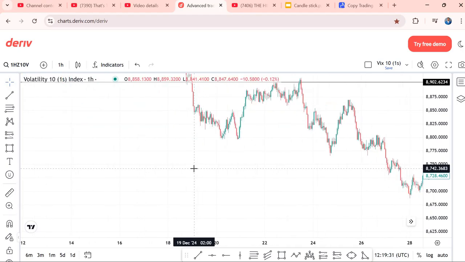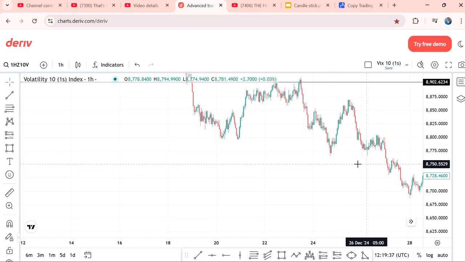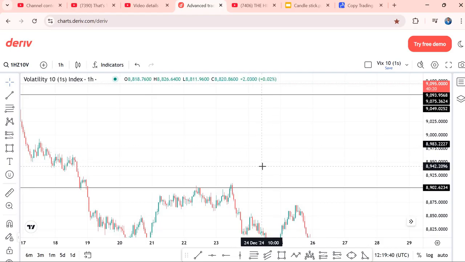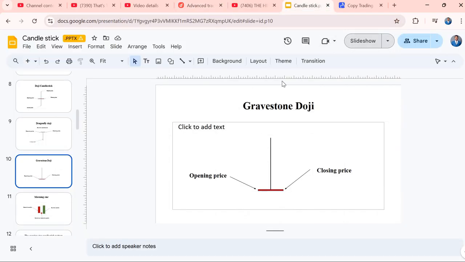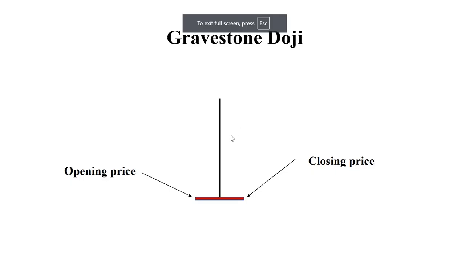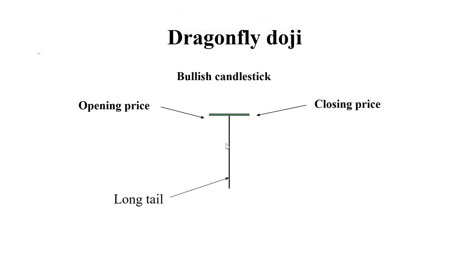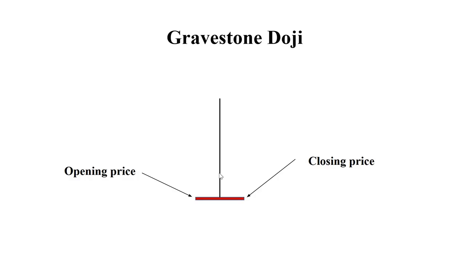We also noticed the dragonfly, which is in a previous episode, which is also a strong bullish signal. So they are just two opposite candlestick patterns. The gravestone, let me go back to it, is just the opposite of the dragonfly. So this is the dragonfly, which is a strong bullish signal. It has a long lower shadow, and then the gravestone has a long upper shadow, which is a very strong bearish signal, guys.